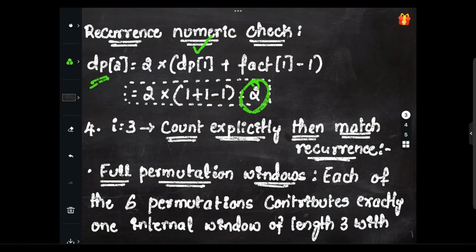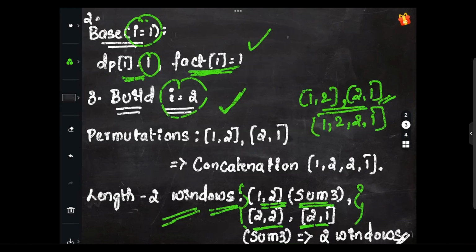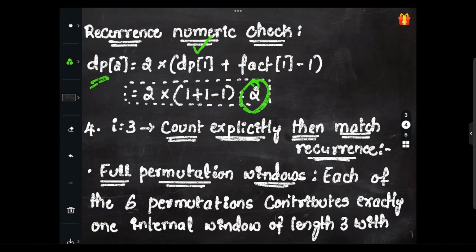Basically the output that we got here is 2: dp of 1 is 1, dp of 2 is 2, right? So here for this, factorial remains the same, and for this one also factorial remains the same. Now let's go with i equals 3.